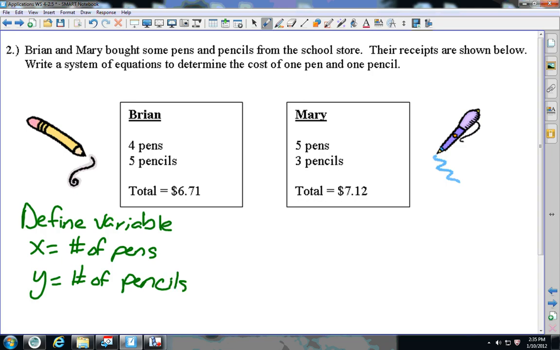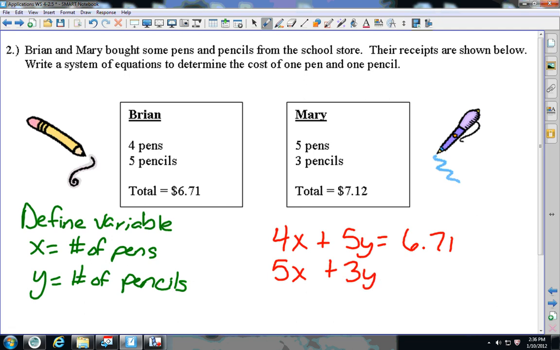Now, for the first one, for Brian, they bought 4 pens, so 4 and the pens are the X, plus 5 pencils, 5Y, and his bill was $6.71. Mary's bill, 5 pens, so I'm going to put 5X, plus 3 pencils, 3Y, and that equals $7.12. There's my system of equations.